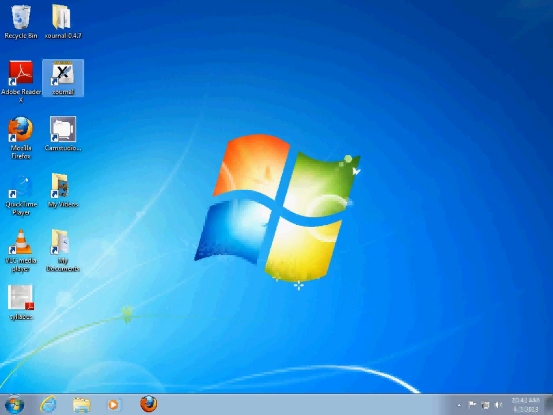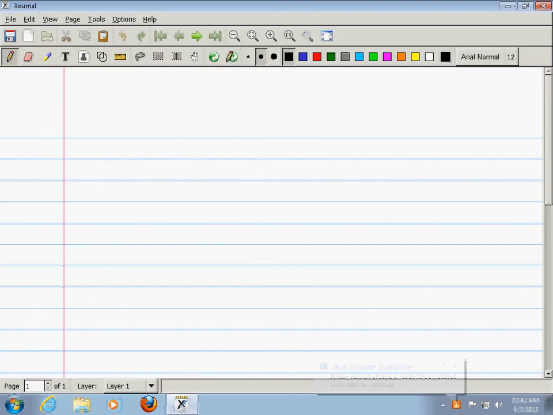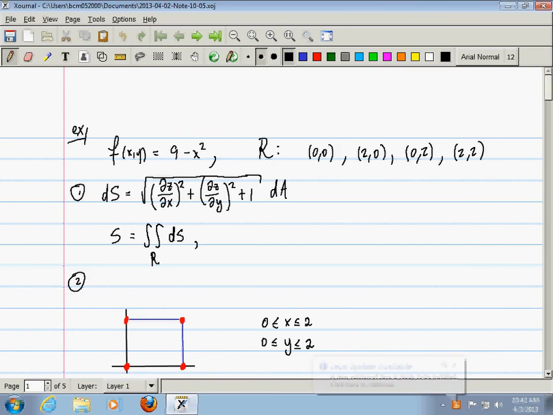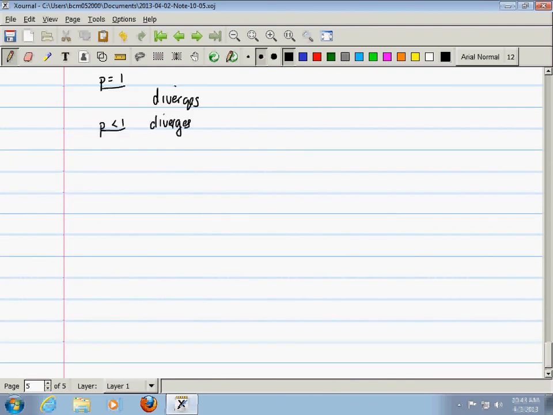So when is the case that it converges? The only time it converges is when p is greater than 1. Okay, good. Come on, machine, cooperate with me. So p equal to 1 diverges. p less than 1 diverges. As a result, we can say the following: the integral from 1 to infinity of 1 over x to the p dx is equal to 1 over p minus 1 if p is greater than 1, and it diverges otherwise.